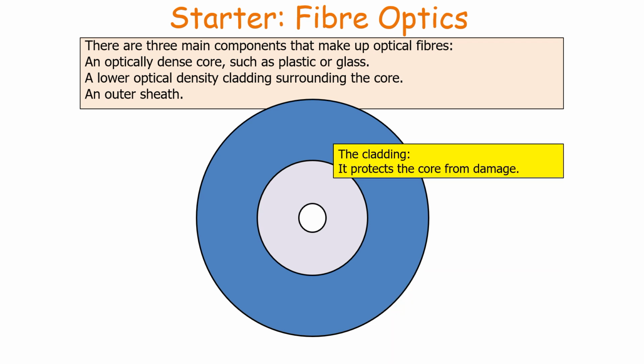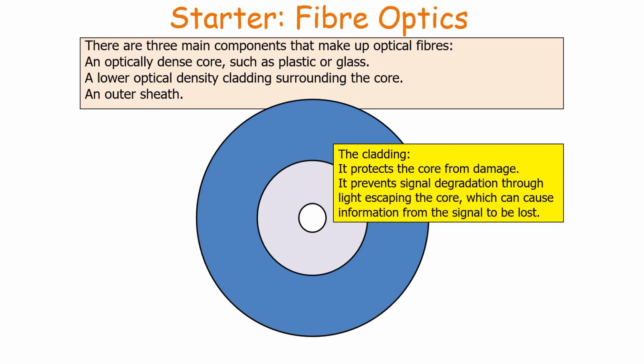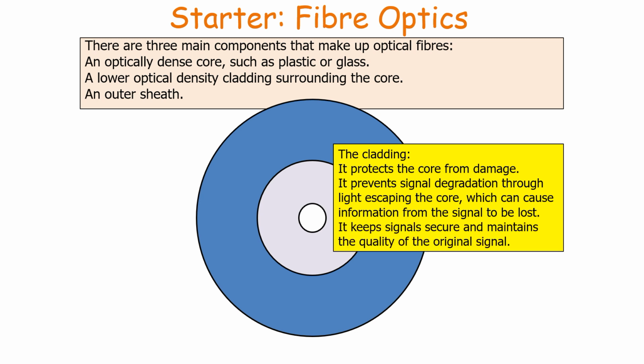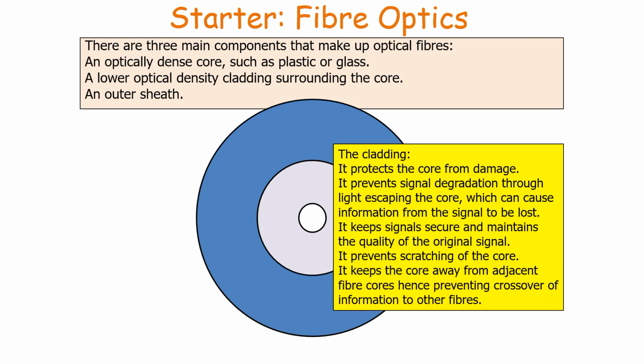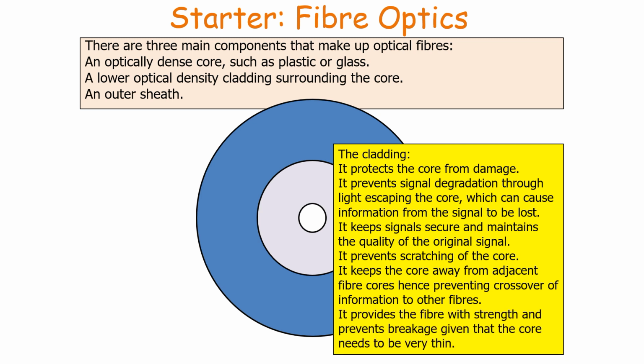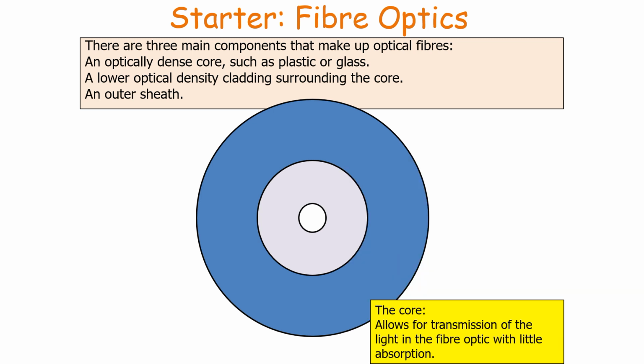Now the cladding is important because it protects the core from damage, it prevents signal degradation from light escaping the core which can cause information to be lost, it keeps signals secure and maintains the quality of the original signal, it can prevent scratching of the core, and it keeps the core away from other adjacent fibre optics, preventing the crossover of information to other fibres. So it can also provide the fibre with strength and prevent breakage, given the core has to be very, very thin. Now the core of your fibre optic allows the transmission of light in the fibre optic with little absorption taking place.